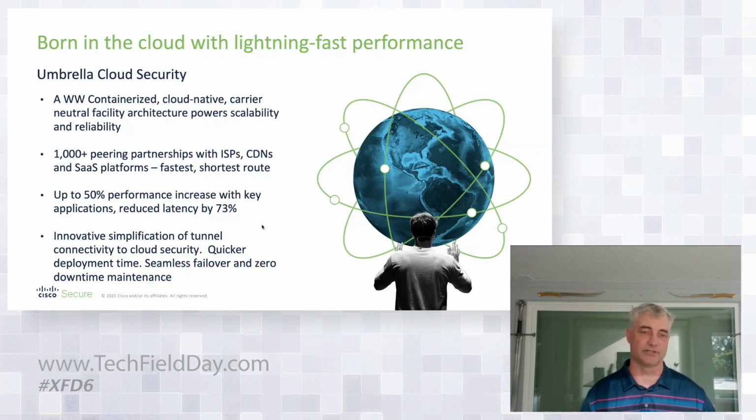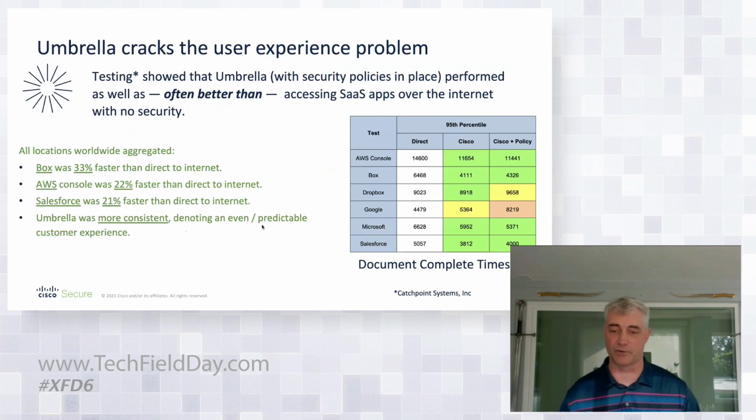Because of the diligence done there, we have 1,000+ peering relationships. In each one of these, all the big names you could think of, from an IaaS perspective, a SaaS perspective, that results in some huge performance gains by sending your traffic to the cloud security stack first. So I wanted to share with you a new third-party analysis of this user experience problem and how Umbrella can really help. Here's some of the test data on the right.